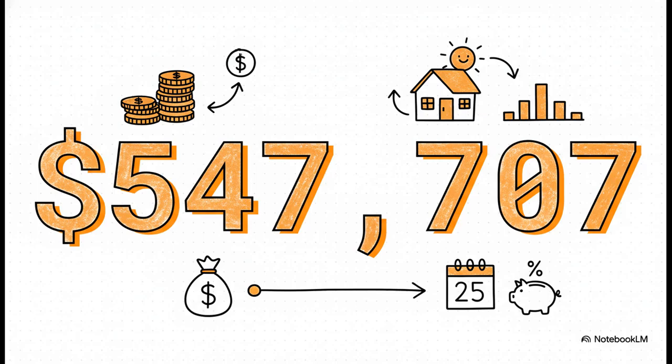And after you punch all those numbers into the calculator, the answer you get is $547,707. Now, I want you to just think about that for a moment. To generate $30,000 a year for 25 years, even with your money still earning a 4% return, you need to start with over $500,000. This calculation really highlights the immense scale of the financial challenge of retirement.